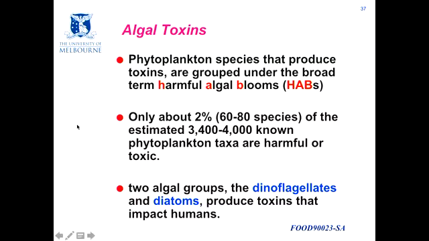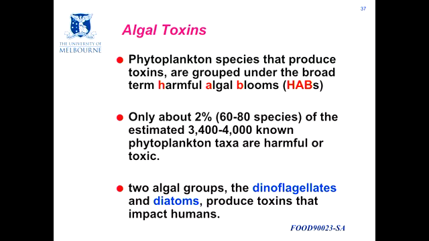And similar to bacterial toxin, again, out of about 4,000 known phytoplankton related to algae, only 2% are known to be toxic. But even if it is 2%, we should not ignore it, and we should give it enough attention as a possible poison or intoxication for humans.